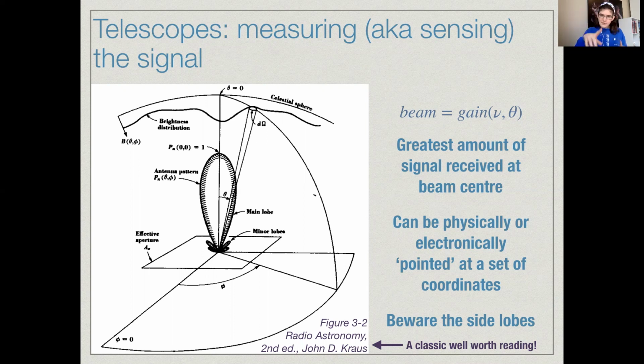Finally, beams can be either physically or electronically pointed at a set of coordinates. In the first case, we're physically aiming the telescope at a given sky location. And in the second case, we can effectively point the telescope by introducing signal delays or phases that approximate delays for narrowband instruments. So whether this is a primary beam, your basic beam unit, if you will, or a synthesized beam where you've combined multiple beams, the end beam product can be described in this basic way.